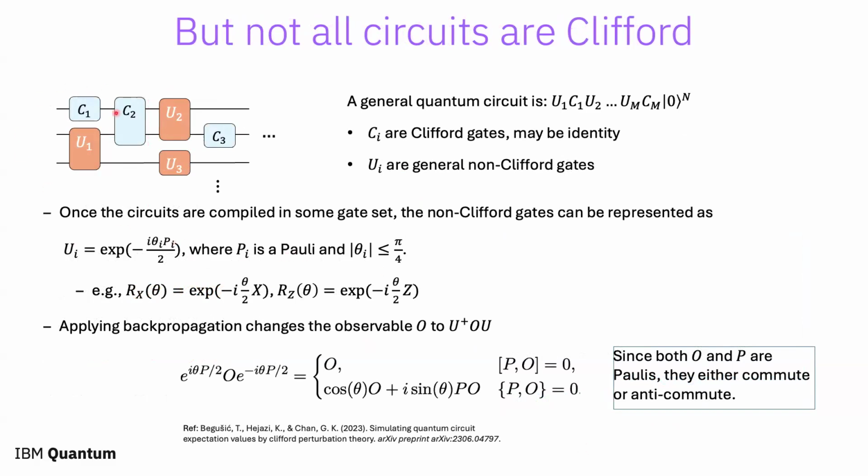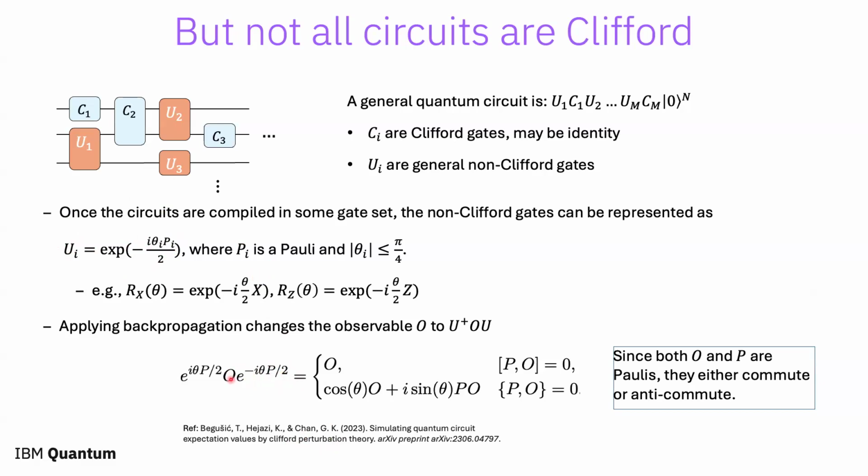So in general, if you look into a circuit like this, there will be some Clifford gates, some non-Clifford gates, and I won't go into the mathematics of this too much. What it says is, whenever you have a non-Clifford gate, you can always write it as an exponentiation of some Pauli. P is some Pauli. It can be an n-qubit Pauli if this is an n-qubit gate, but it's an exponentiation of a Pauli. So what this Clifford perturbation theory shows is that when you have this observable O and this is a non-Clifford gate, two things can happen.